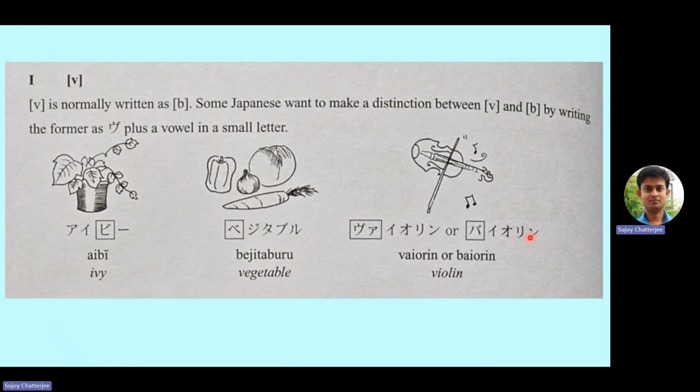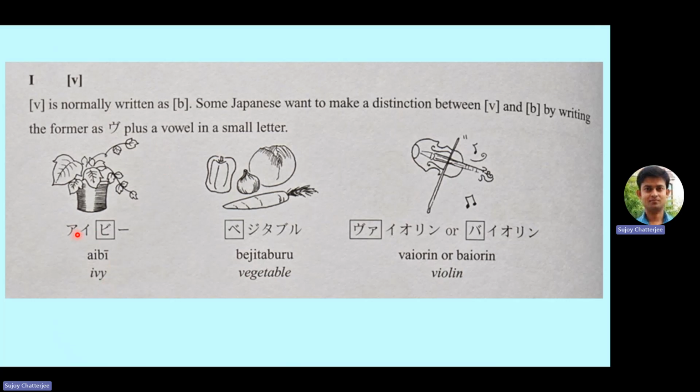V is normally written as B in Japanese. Some Japanese want to make a distinction between V and B by writing the former in place of Wu. We write this additional mark on the top right corner plus a vowel in a small letter. So these are examples.